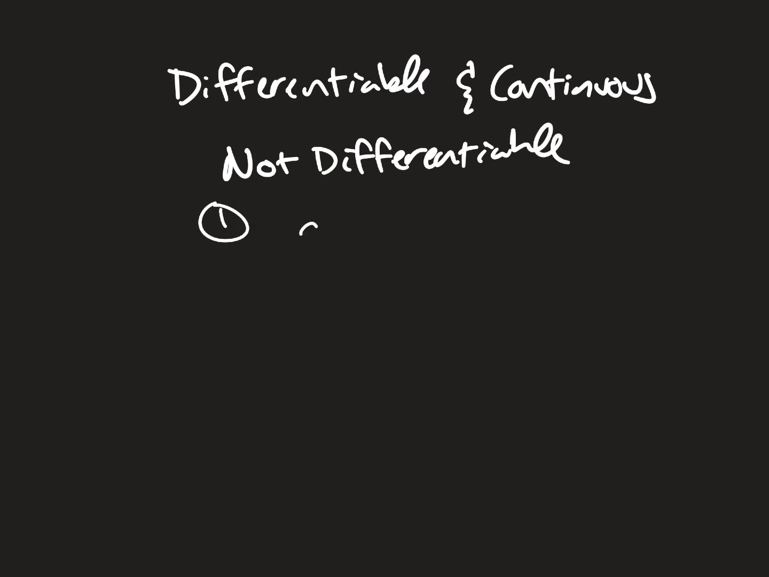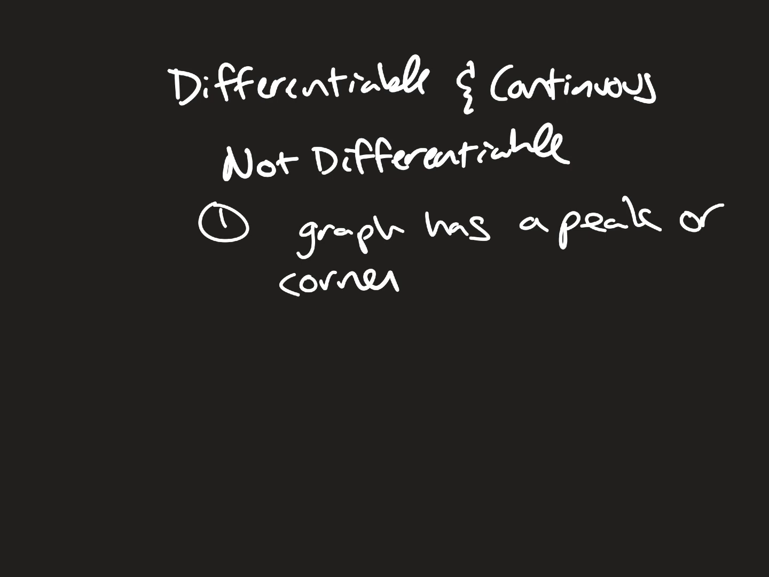One, if the graph has a peak or corner, because you cannot find a tangent line at a peak or corner. A tangent line would not represent a rate of change there. And also, in which direction would you put it if it's at a peak.